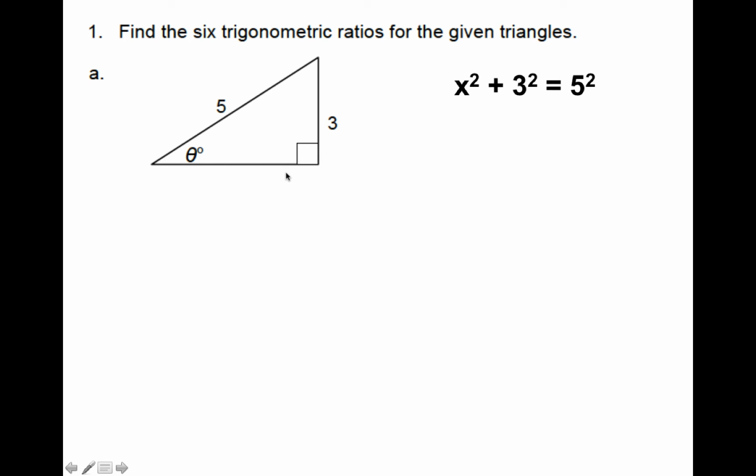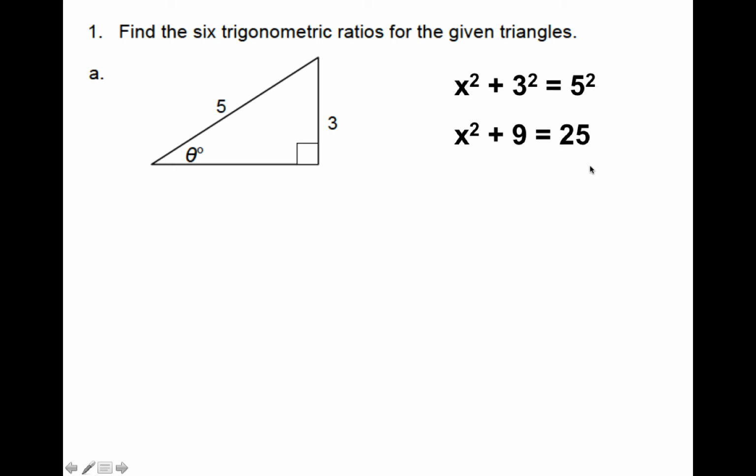squared plus leg squared equals hypotenuse squared. My legs are x and 3, so it's x squared plus 3 squared equals the hypotenuse squared, which is 5 squared. So we're going to simplify. We have to leave x squared alone. 3 squared is 9 equals 5 squared is 25.